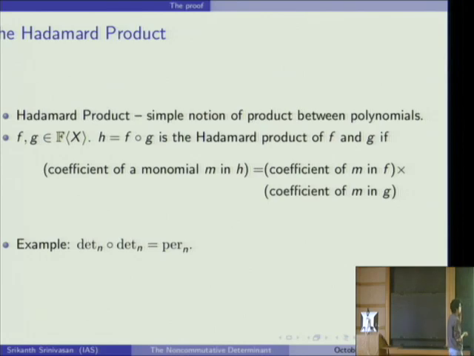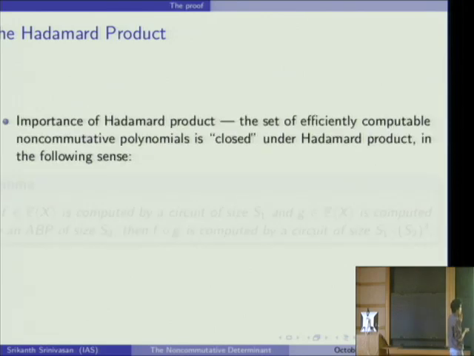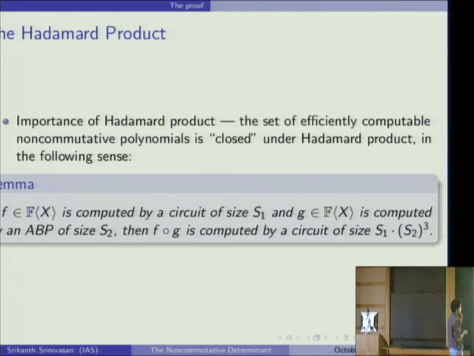Okay. All right. So what we essentially showed is that, in a sense, the set of efficiently computable non-commutative polynomials is closed under this Hadamard product. What we showed was with f being the determinant, but the same proof works. We showed that if f is computed by a circuit of small size and g. The determinant times the determinant is a permanent because you look only at 0, 1 entries.